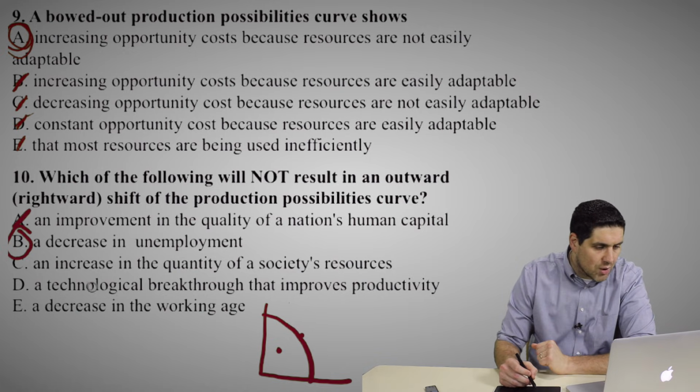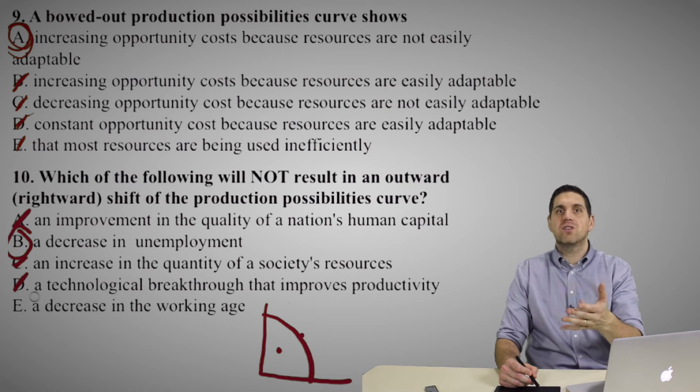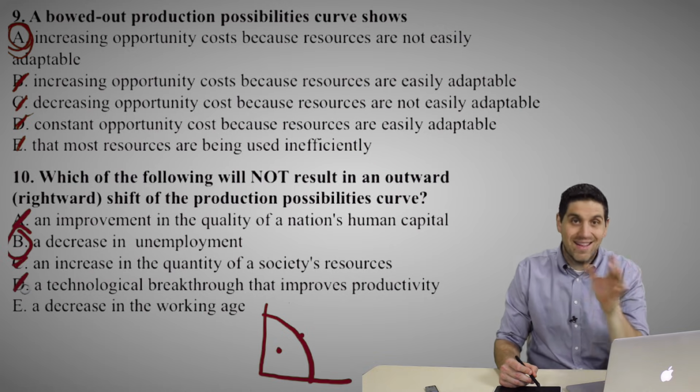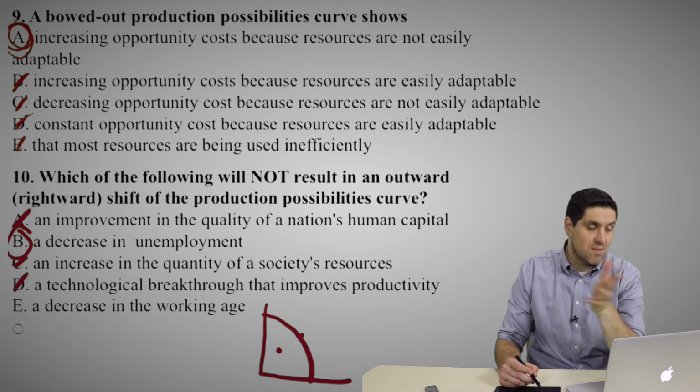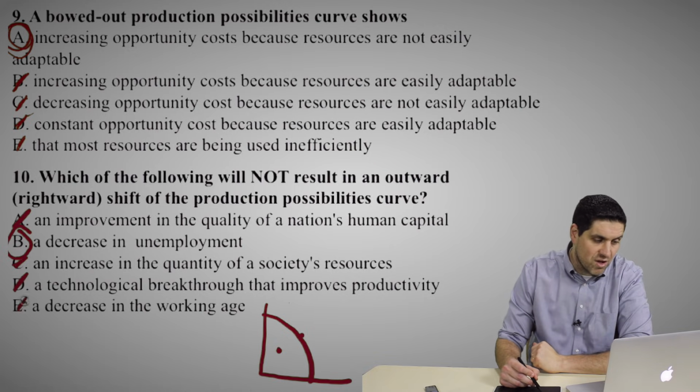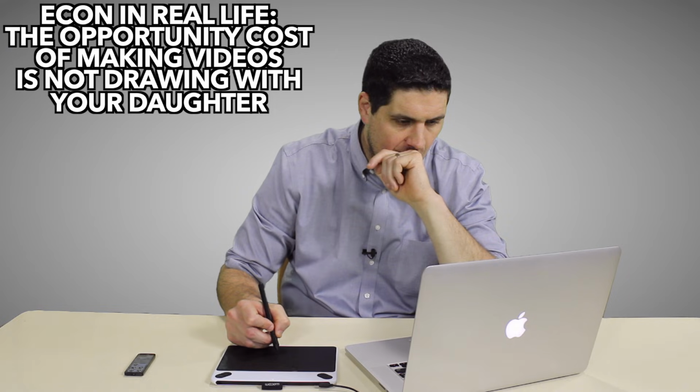All right, C, an increase in the quantity of society's resources, so that'll shift the curve. That's the wrong answer. A technological breakthrough improves productivity. No, that'll shift the curve. A decrease in the working age. If workers now can be like 12 years old, that sucks and all, but that means we have more workers. That means we can produce more output. That means it would shift the curve. The right answer has to be B.